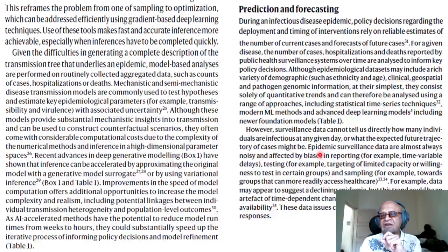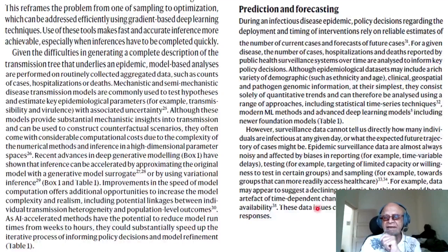However, surveillance data cannot tell us directly how many individuals are infectious at any given day or what the expected future trajectory of cases might be. Epidemic surveillance data are almost always noisy and affected by biases in reporting, for example, time variable delays, testing, for example, targeting of limited capacity or willingness to test in certain groups, and sampling, for example, towards groups that can more readily access healthcare. So those that make claims or come to hospitals will be tagged and recorded, whereas those that stay at home may be missed.